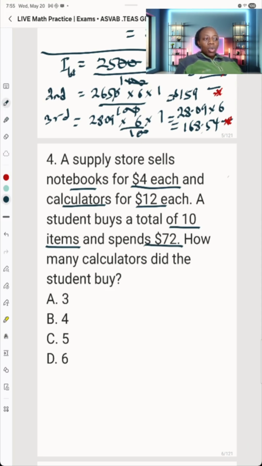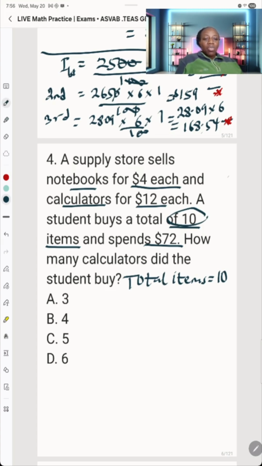So what are we going to do now? The total items bought is 10. Then let's represent calculator. We don't know how many calculators, because that's what the question is asking. How many calculators did the student buy?